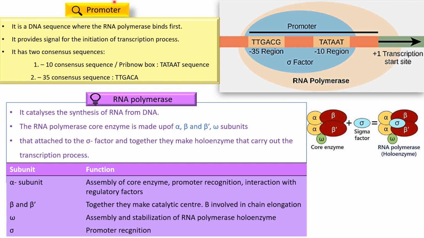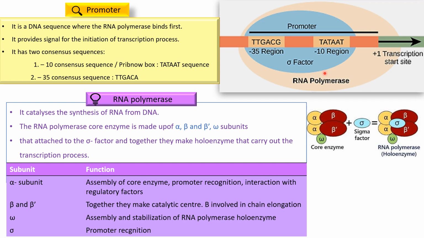Promoter region is a DNA sequence where the RNA polymerase binds first. It's a DNA sequence that serves as the initiation signal for the transcription process, and it's the site where the RNA polymerase is attached initially. Now the promoter contains two consensus sequences: the -10 consensus sequence, also known as the Pribnow box, and the -35 consensus sequence. Both of these consensus sequences possess 6 nitrogen base pairs.